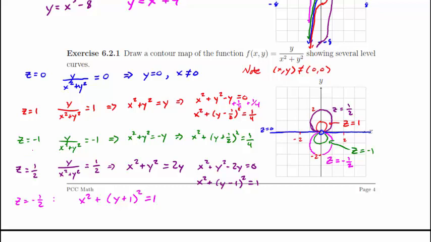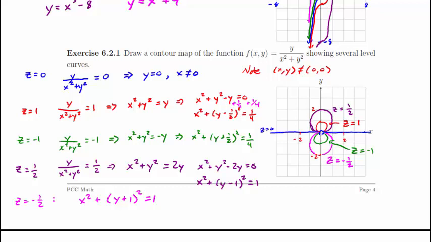And I'm going to go through this a little bit quicker here. If z equals -1, then we get y over x squared plus y squared equals -1, implying that x squared plus y squared equals -y. We can go ahead and reorganize this and complete the square. We can also think by symmetry of what we just saw above, that we're going to get x squared plus (y plus 1/2) squared equals 1/4. This gives me this green circle here that's shifted down 1/2.